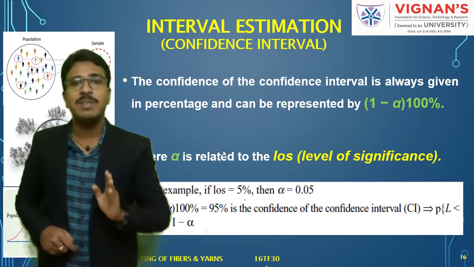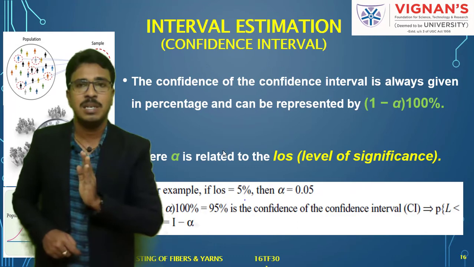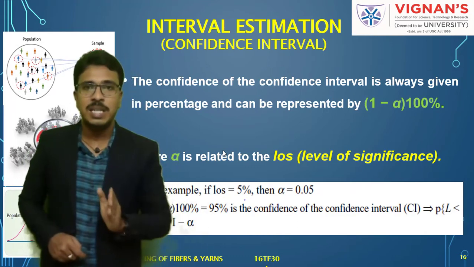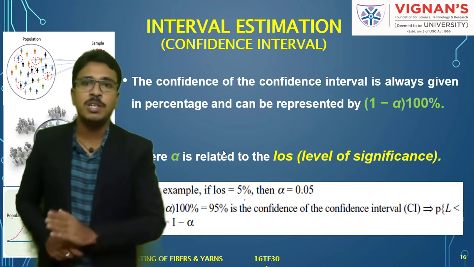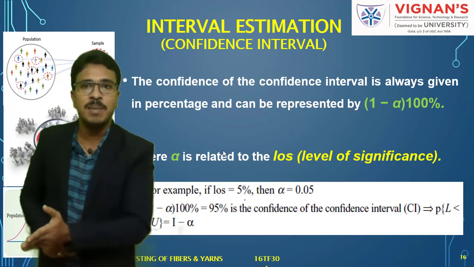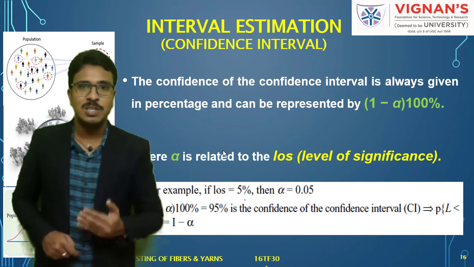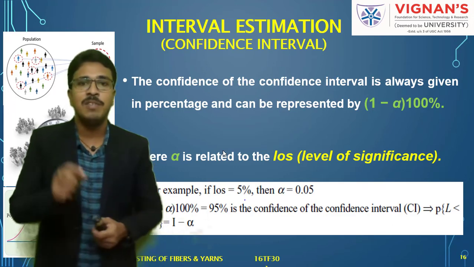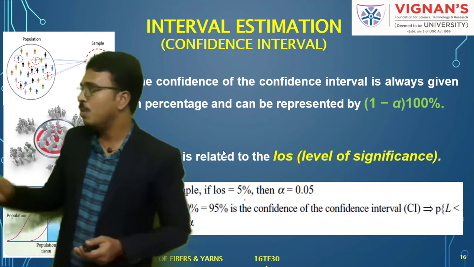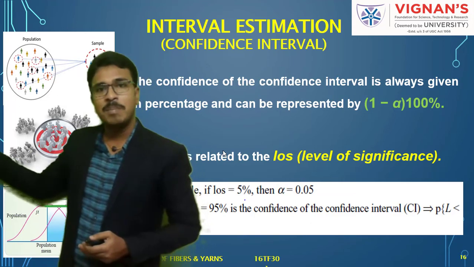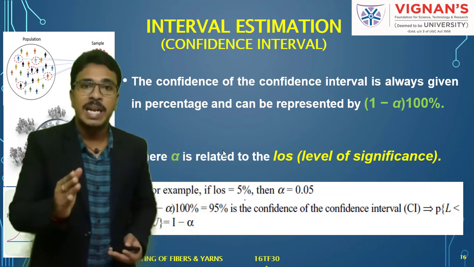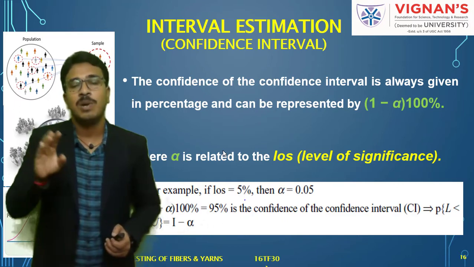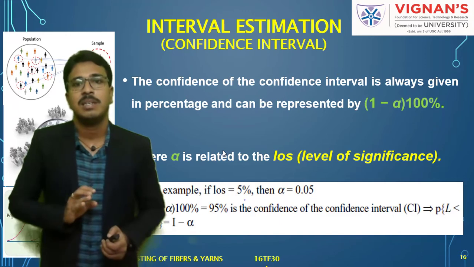Here this alpha value is related to the level of significance. For example, if the level of significance is 5%, then the alpha value is 0.05. How did this 0.05 come? 5 divided by 100. Now if you substitute this alpha value, (1 minus 0.05) multiplied by 100 gives you 95%. So this 95% is the confidence of the confidence interval.